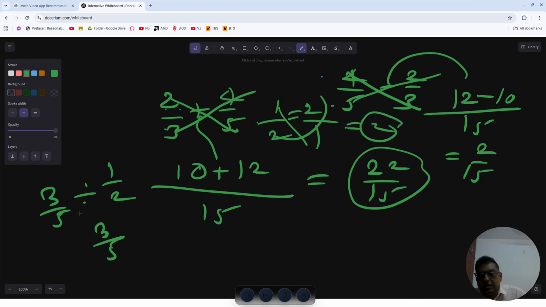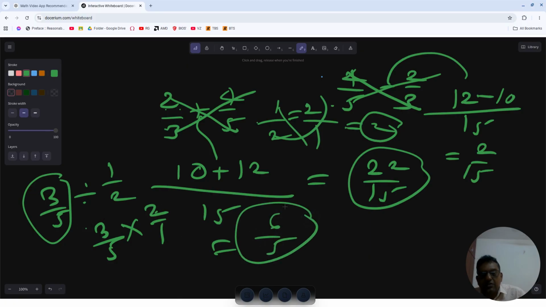In this case, the first number is 3 by 5. You take a multiplication sign and take the reciprocal of this. That is 2 by 1. And then you will get 3 into 2, 6. And 6 divided by 5 is the answer.